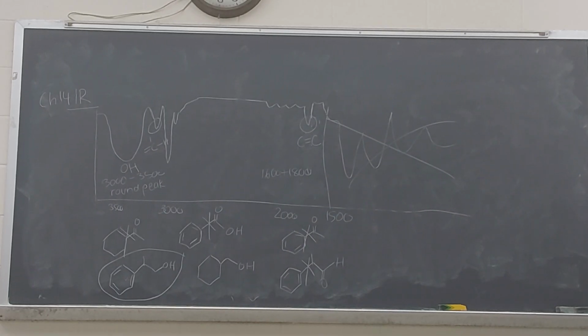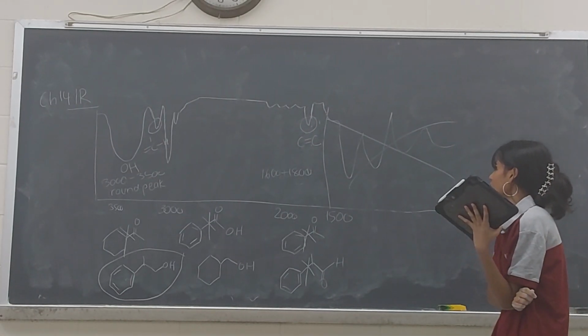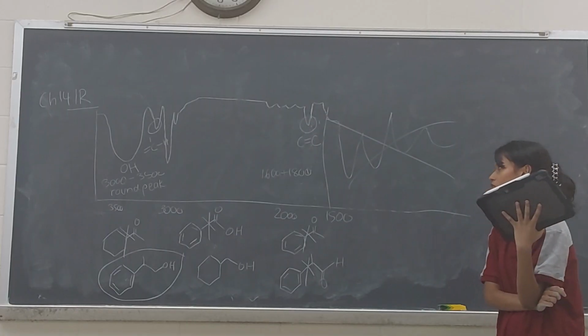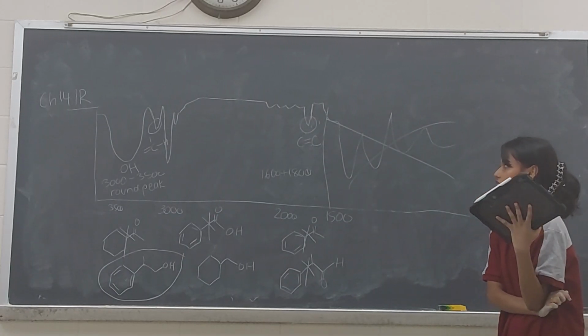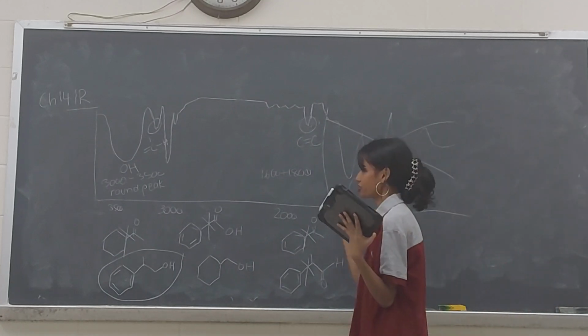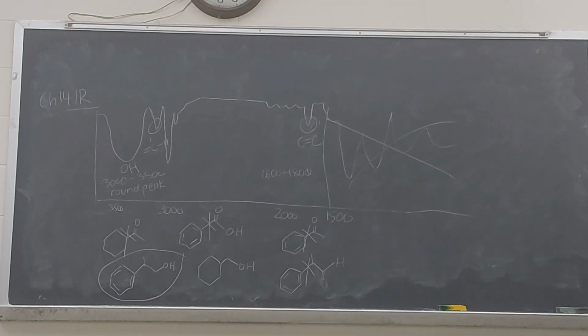Why did we ignore everything below 1500? They say it's the fingerprint region of compounds, but it's not really helpful in identifying what it is, so you can just ignore that part. The identifying features will be above 1500. Okay. It's individual to the compounds, yeah.